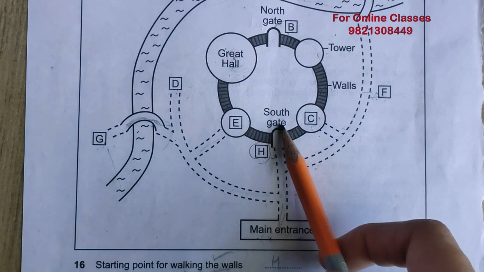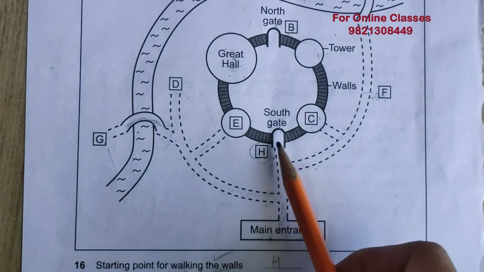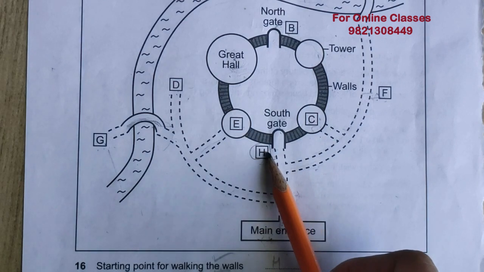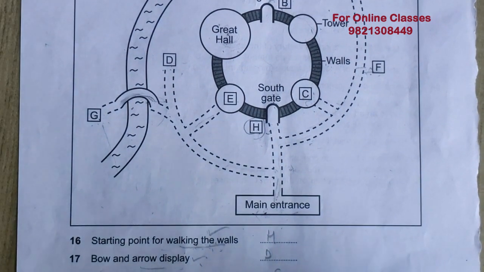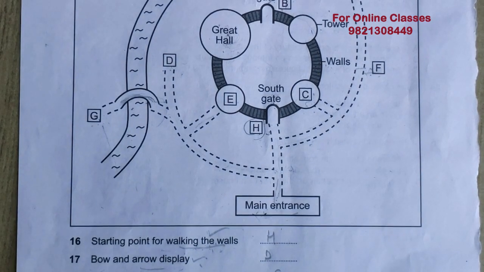Yes, the south gate is here, and it's just there. So near the south gate, this point is here. Near the south gate is your answer for the first starting point for walking the walls. Okay, let's go to the second question.